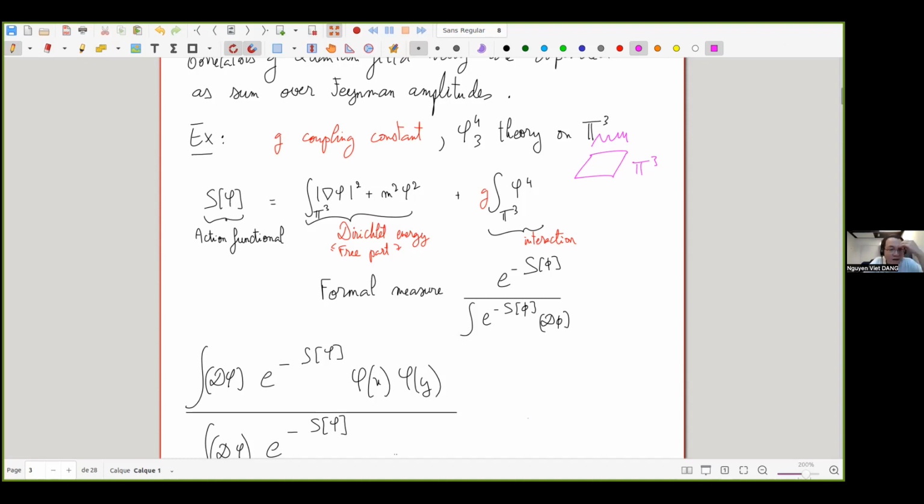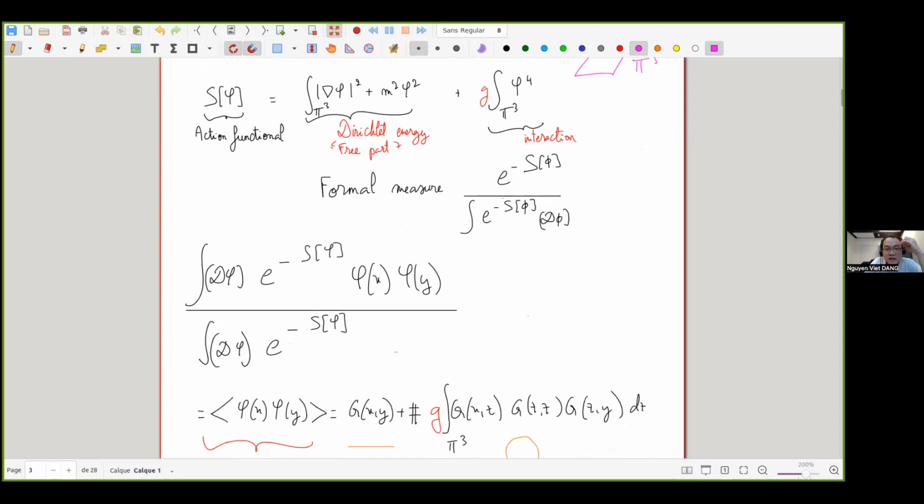So I start from an action functional. It's a functional of the field phi, where phi is a function on your 3 torus. It's a sum of a quadratic part in the field phi, which is the Dirichlet energy. This is often called the free part in QFT textbooks, plus your coupling constant times the integral of phi to the 4 over the torus T3. This integral of phi to the 4 over the torus T3 is often called the interaction.